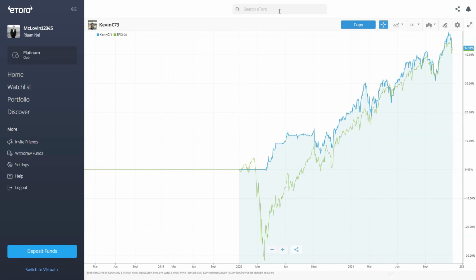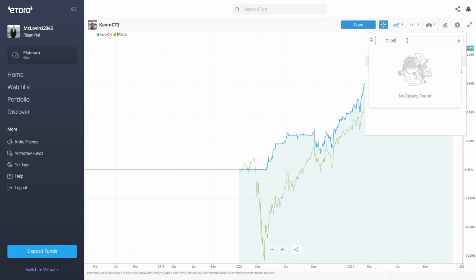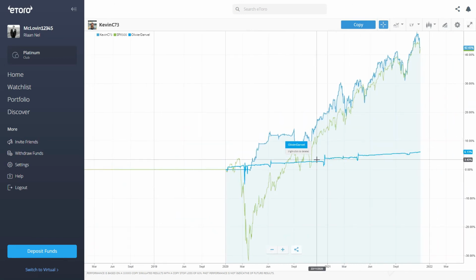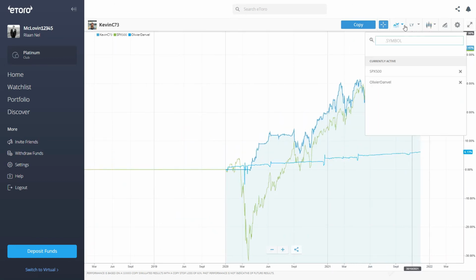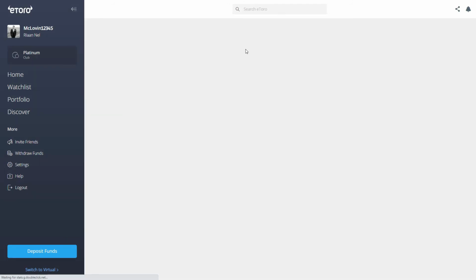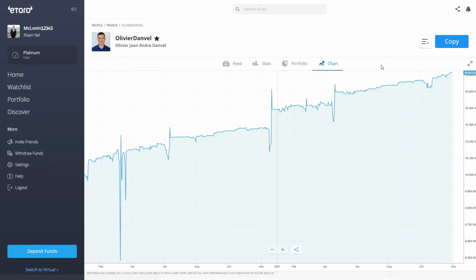I just don't like this massive spike. There's another guy here that tends to have very big drops, Olivier Danville. He's trading currencies, so he usually has very, very big spikes. But look at his profit. His profit is very low compared to the other ones. Let's just go to Olivier's portfolio quickly. If we go to his chart, look at this.